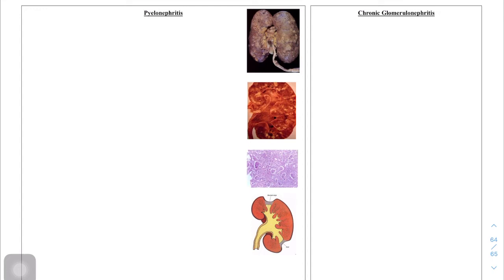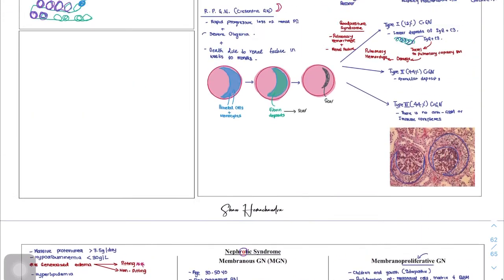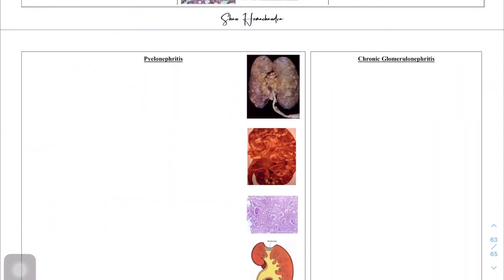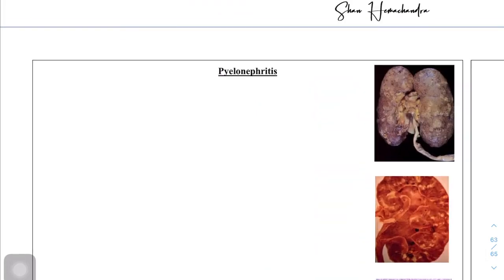Final parts are pyelonephritis and chronic glomerulonephritis, that is from this, but I decided to put it elsewhere in the end. So pyelonephritis, what is that? Pyelonephritis is infection of kidneys. This is usually due to an ascending infection.